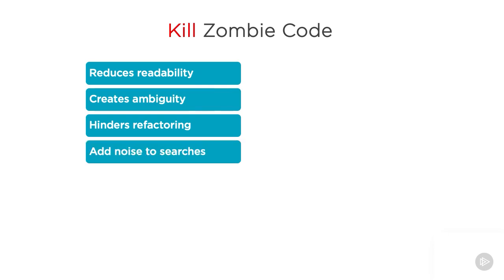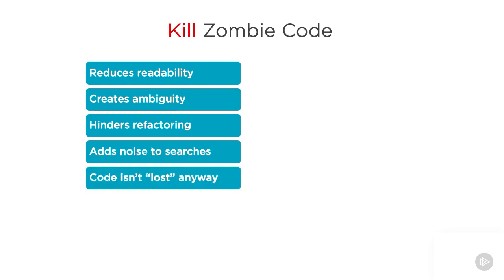It also adds noise to searches. When we're doing keyword searches, zombie code shows up and it really should no longer be in scope. Finally, code isn't lost anyway. Remember, with source control, we can always get back in time to see previous versions of the code.